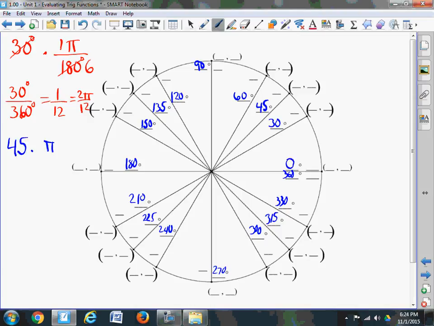The same thing with 45 degrees. 45 times pi over 180. 45 goes into 180 4 times, so it's pi over 4. Similarly, if I do 45 out of 360, that is 1/8 of a full circle. So that'd be 1/8 of 2 pi, which is also pi over 4. And I'm going to just denote that in the top right. So 30 degrees is pi over 6. 45 degrees is pi over 4.